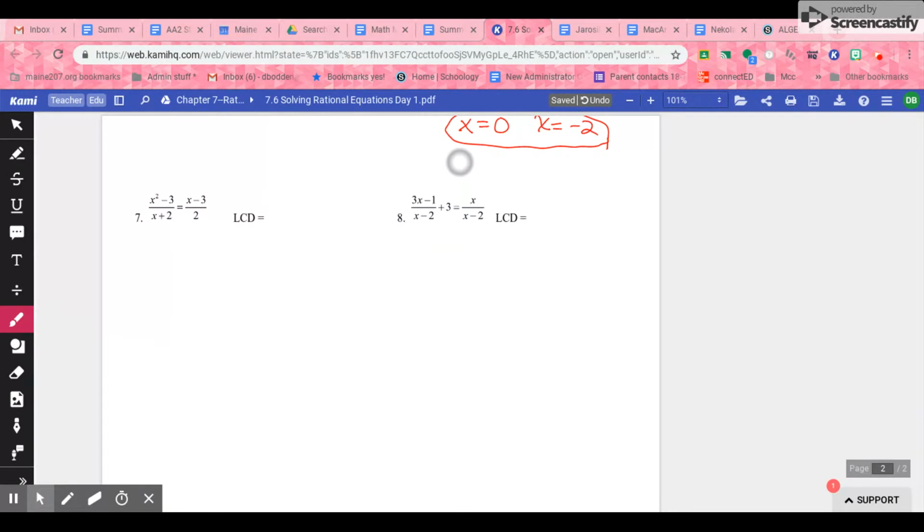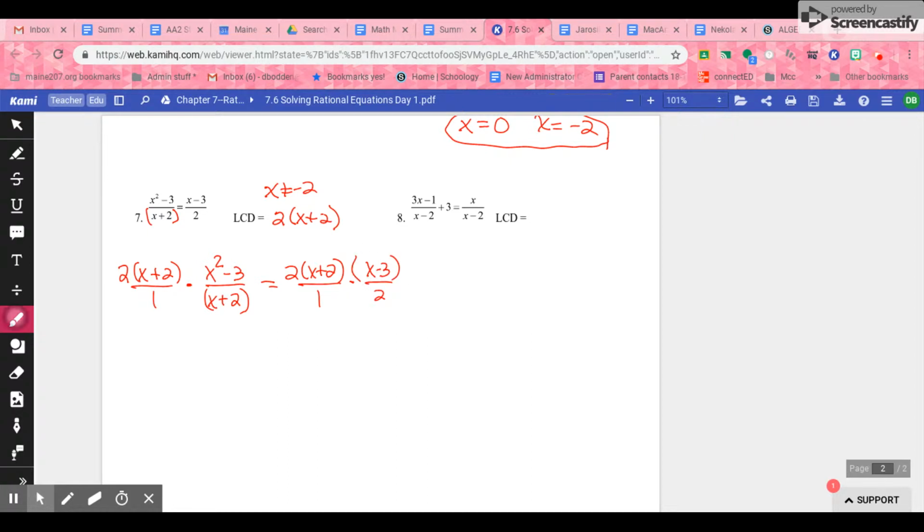Number 7. So the denominator can't be 0, so that means x cannot be -2. My least common denominator, one of every factor, so it's going to be a 2 and an x plus 2. Multiply everything by that 2 times x plus 2. Equals 2 times x plus 2 over 1 times x minus 3 over 2.